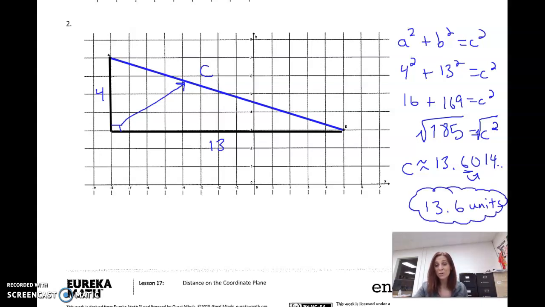So what we're doing in this lesson is we're using our knowledge of right triangles and the Pythagorean theorem to find the lengths of segments on the coordinate plane.